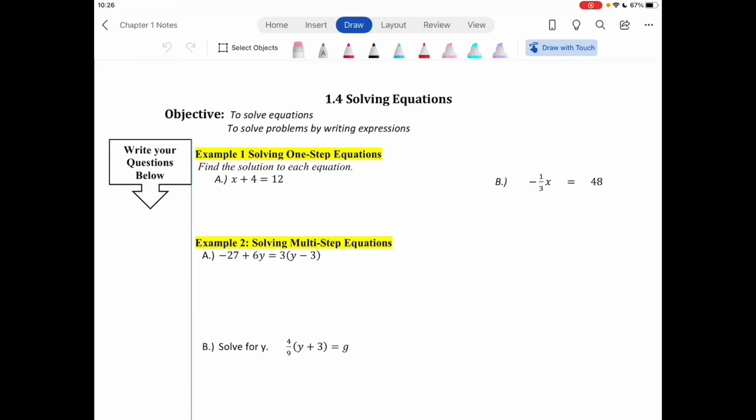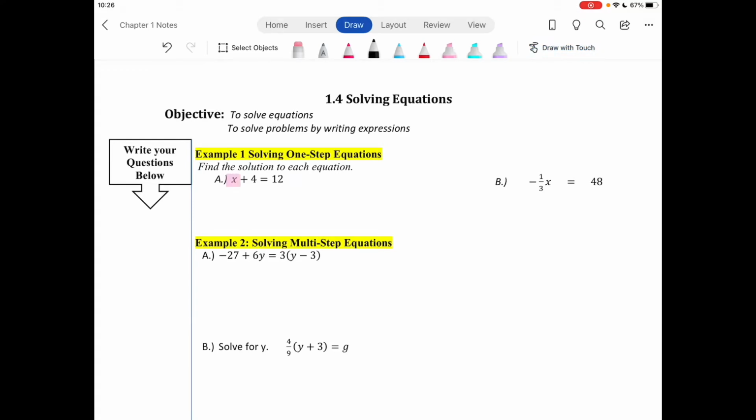In 1.4, we're going to learn how to solve equations and to solve problems by writing expressions. First, we're going to start with the simple ones, one-step equations. Hopefully this is a good review from Algebra 1. We always want to isolate our variable when solving an equation.